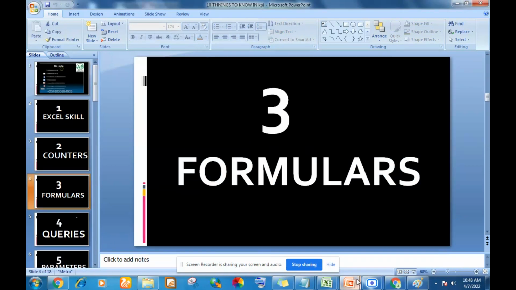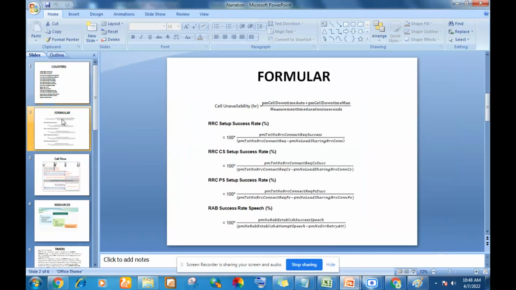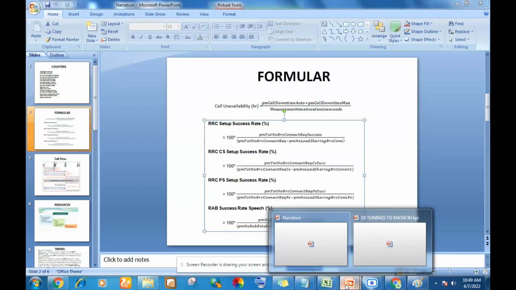Number three, you need to know about formulas. Like I said before, a formula is a combination of counters. Like if I want to check cell unavailability, I will be putting some counters together to give me that. This is the RRC setup success rate: 100% times this counter over this counter minus this counter. So one of the things every KPI engineer should know is formulas. You should know counters and how to combine them, because it is this formula combination that will give you the KPI. Okay, so it's very, very important.